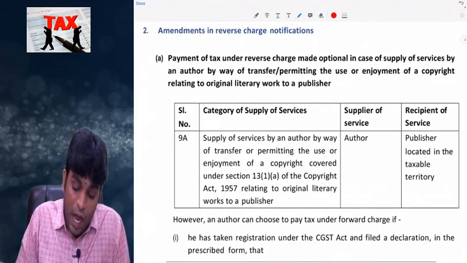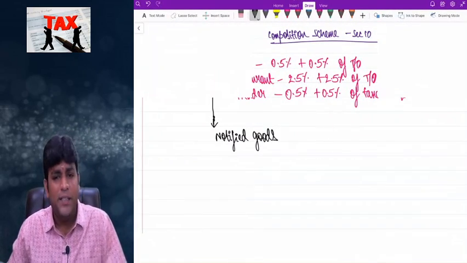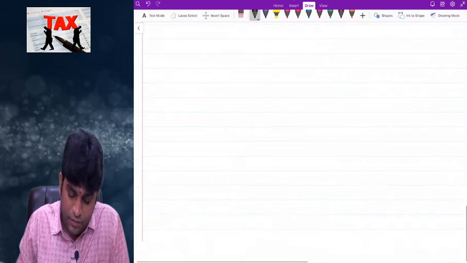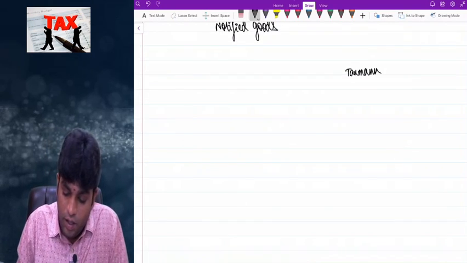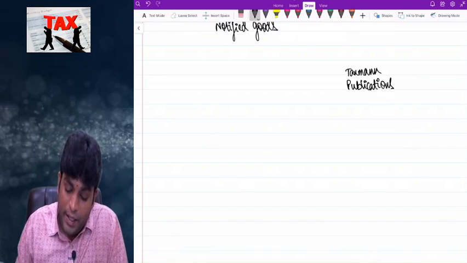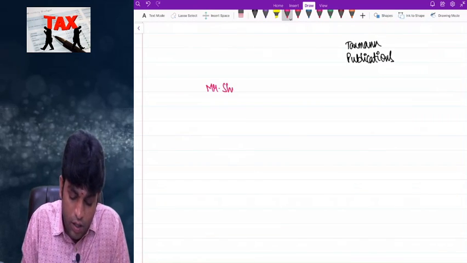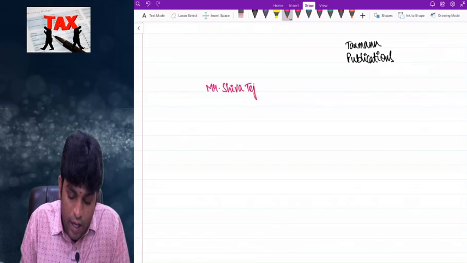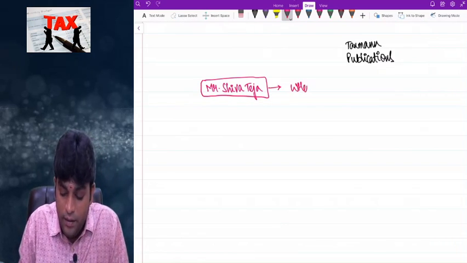Next point, amendment in reverse charge notification. Now what is this? Let me explain to you in a simple manner. Listen. So let's say there is somebody known as Taxman Publications. And there is Mr. Shivateja, who wrote a book on IDT.